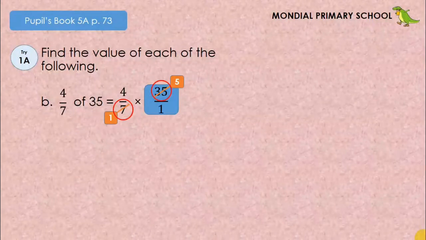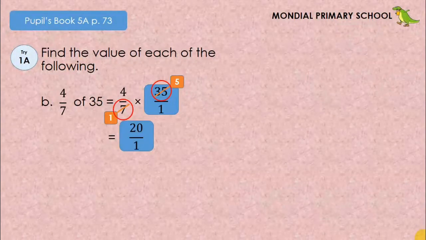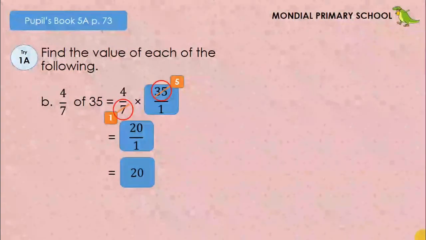What is 4 times 5? 20. Good job. Next, what is 1 times 1? 1. So, what is the product of 4 out of 7 and 35? 20 out of 1. Very good. Or you can just write 20.